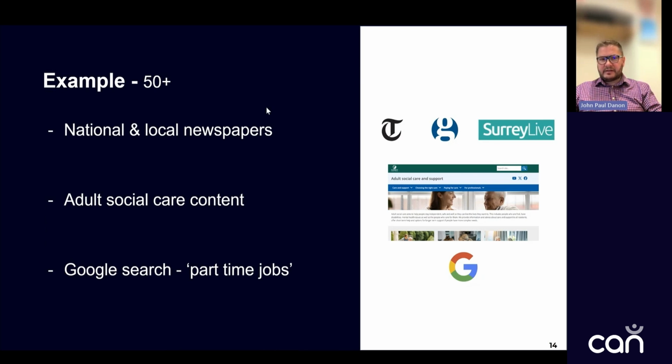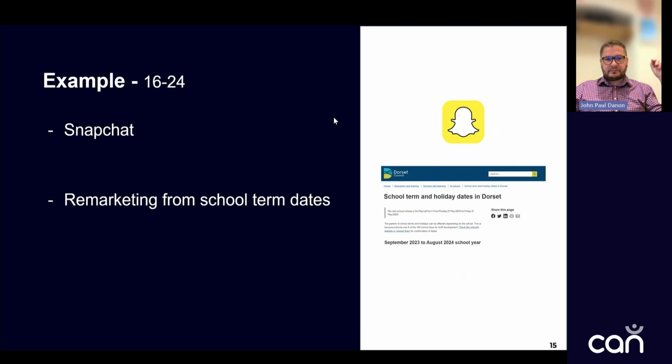So some examples of this would be, for example, in locations where people are trying to attract older audiences back to professions or back into the workforce, using a mixture of national and local newspapers, remarketing to adult social care content on council websites, and maybe putting ads around people looking for part-time jobs or volunteering opportunities. These are tactics which we can see replacing maybe posting on LinkedIn, posting on Indeed, and so on.